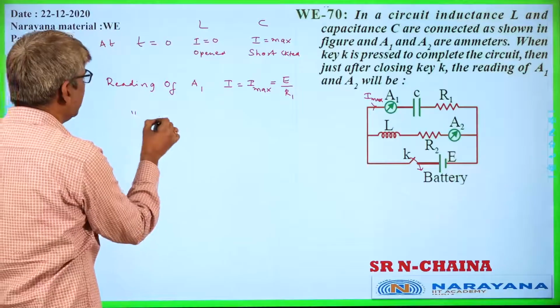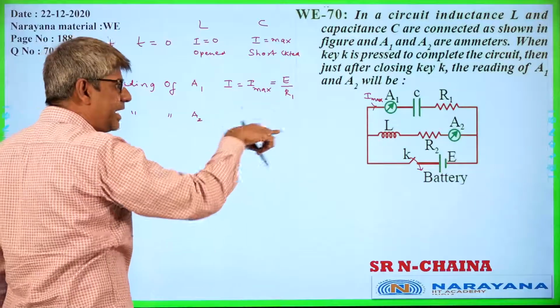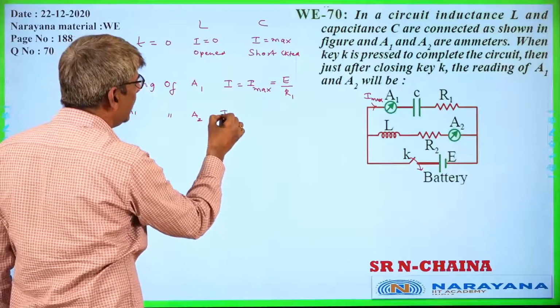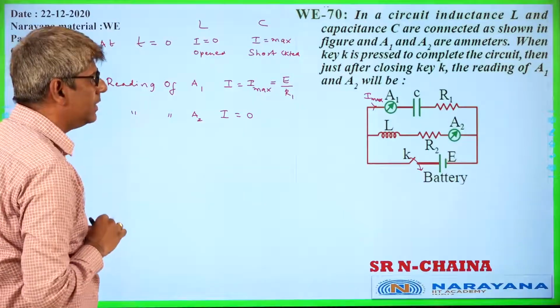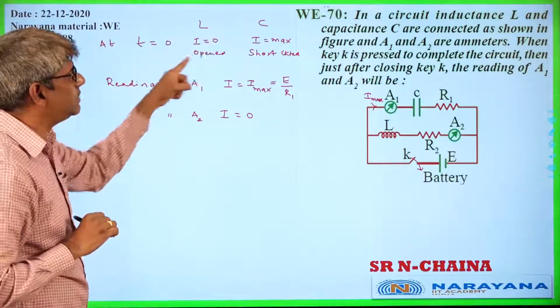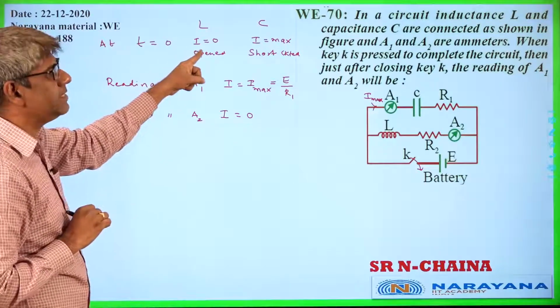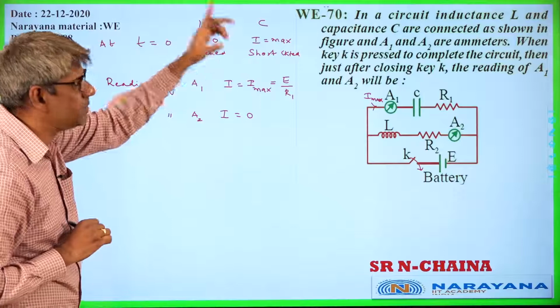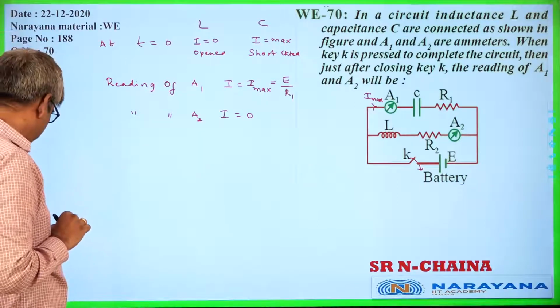Next is asking what is the reading of A2. As the inductor is open, in that branch no current flows, so I is equal to 0. That is the concept. Without this we can't do the problem. At t is equal to 0, remember, the inductor is said to be open, and the capacitor is said to be short circuited. By that concept only we can do this problem.